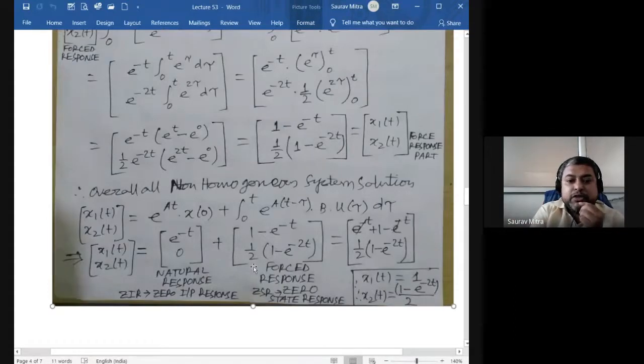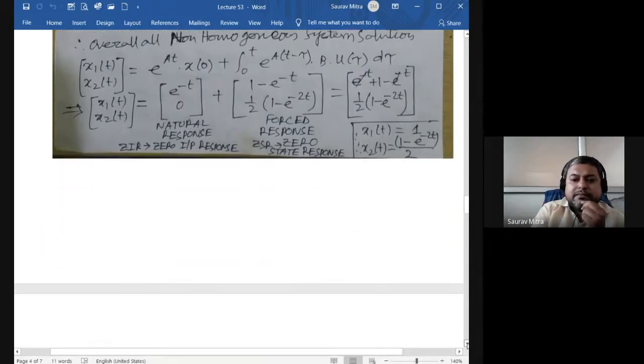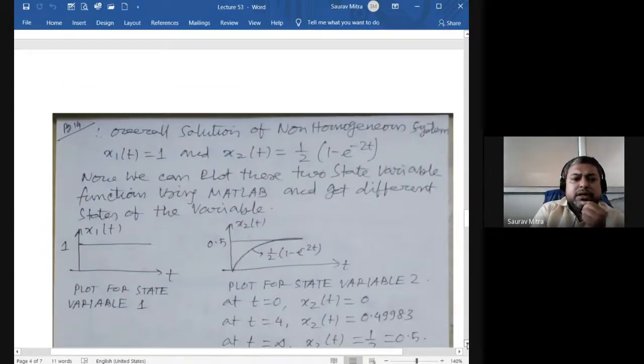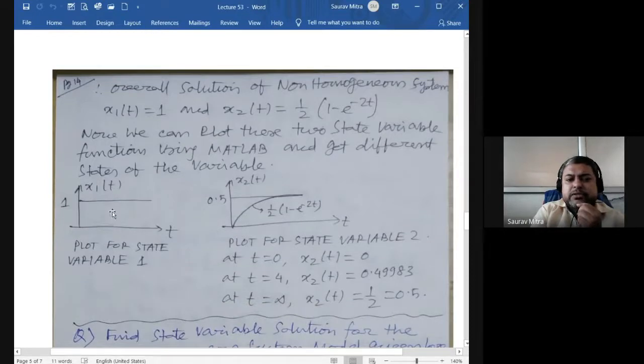Okay, so x1(t) and x2(t): what you are finding is, for x2(t), the natural response was 0. And here x2(t) is half into 1 minus e raised to minus 2t. So how they look, that you have to now plot by using MATLAB, for any time interval you choose. So x1(t) will look like this. x1(t) is a DC, a straight line. And x2(t), how it looks, this is half into 1 minus e raised to minus 2t. And it increases like this.